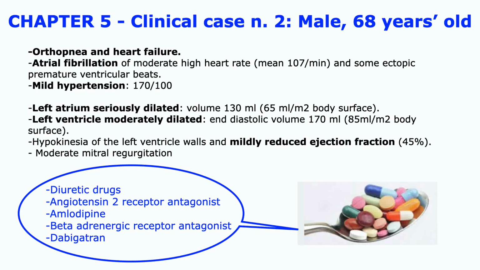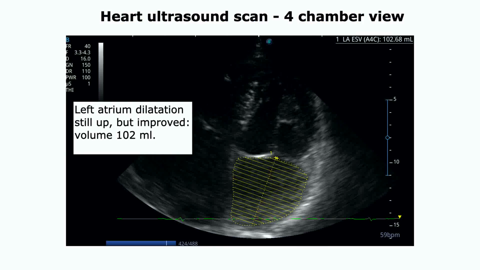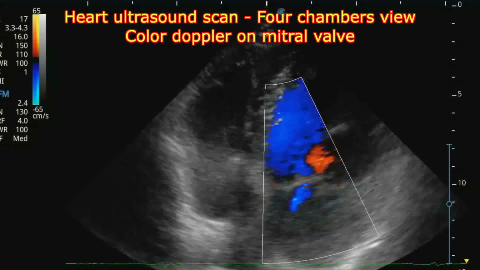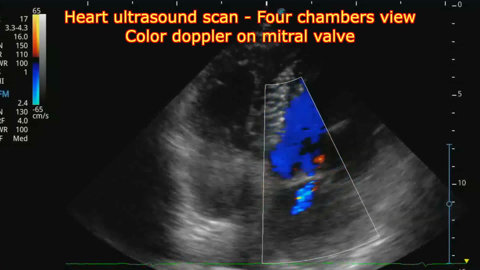In the meantime, dabigatran anticoagulant was permanently given. The heart failure remitted in a few days. The volume of the left atrium and the end diastolic volume of the left ventricle decreased, and the ejection fraction recovered to normal range, although some mitral regurgitation was still present.